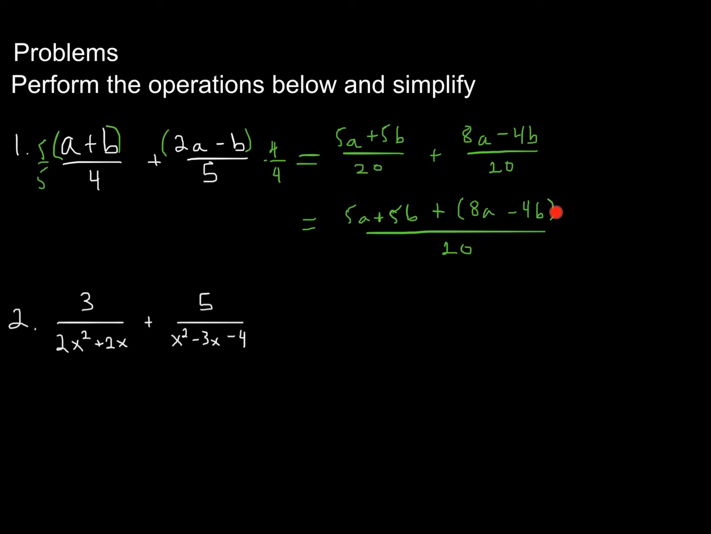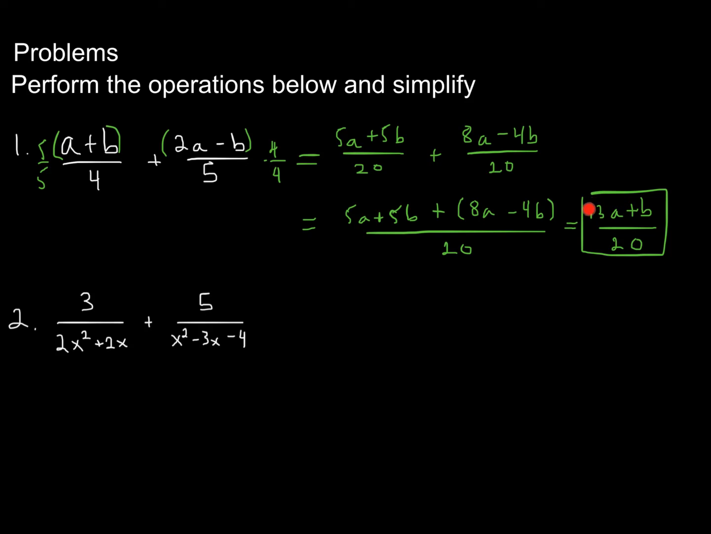Notice I've put parentheses here, and this is to remind me that if this were subtraction, I would need to distribute the negative sign in, but this is addition, so it won't be changing the sign of each of these values. So I can go ahead and collect the like terms. I'll have 5a plus 8a be 13a, and 5b minus 4b, which will be 1b, all over 20. All right, there's the solution to number 1.